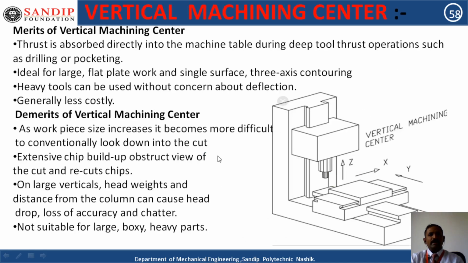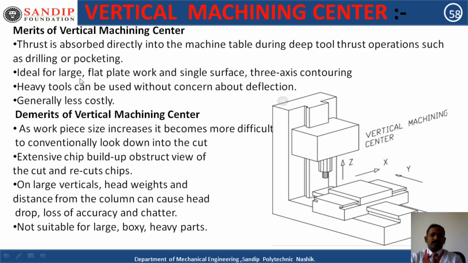Now similarly for the vertical machining center, in the block diagram the only change is that the position of the spindle is vertical. So that is a vertical machining center. Under this, longitudinal is the x direction, the front side is the y direction, and the vertical movement is always the z direction. So merits, that means advantages, of VMC: the thrust is absorbed directly on the machine table because the movement is vertical.